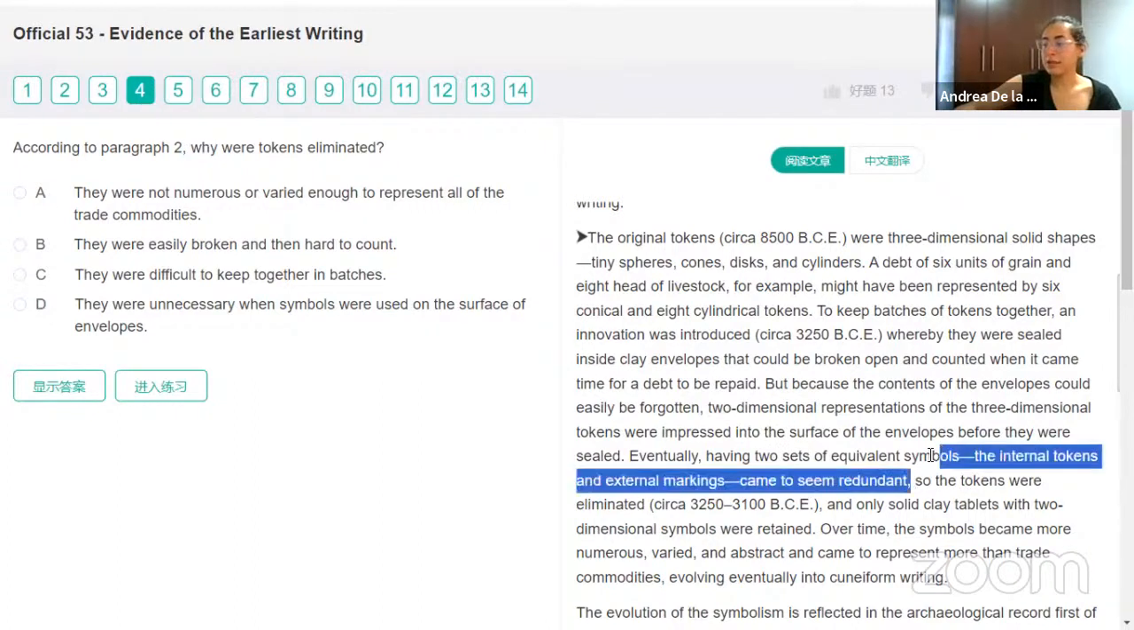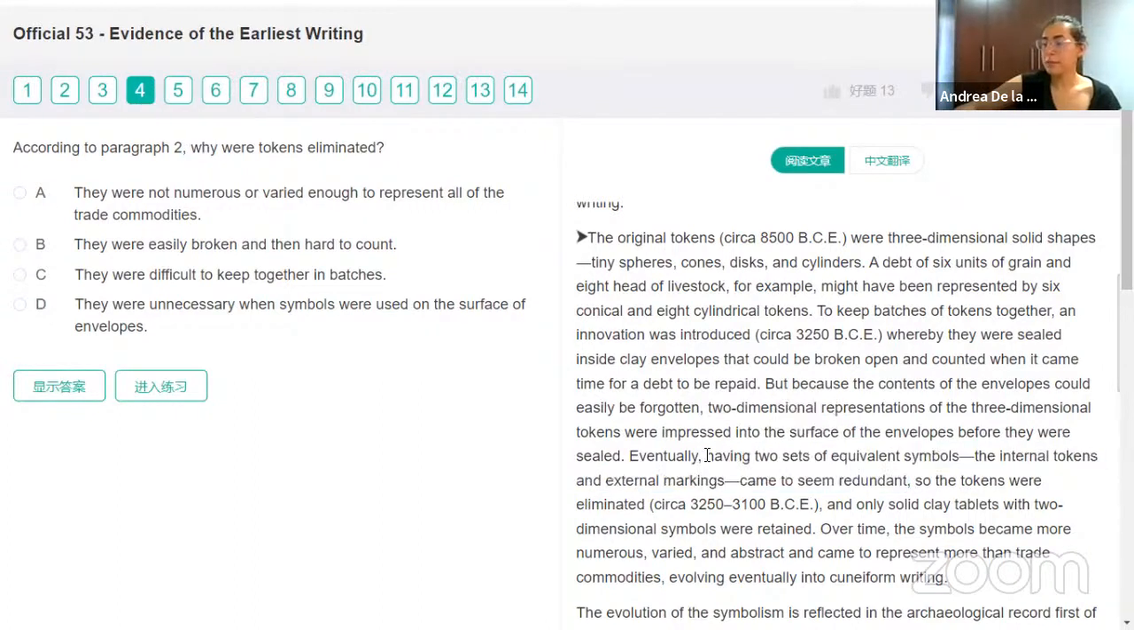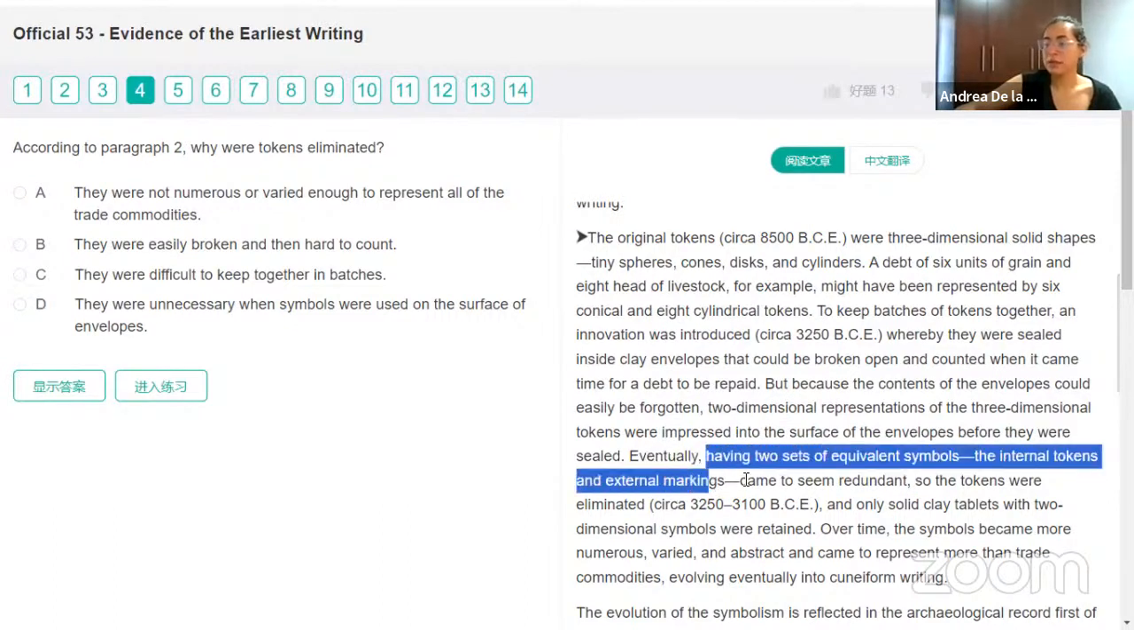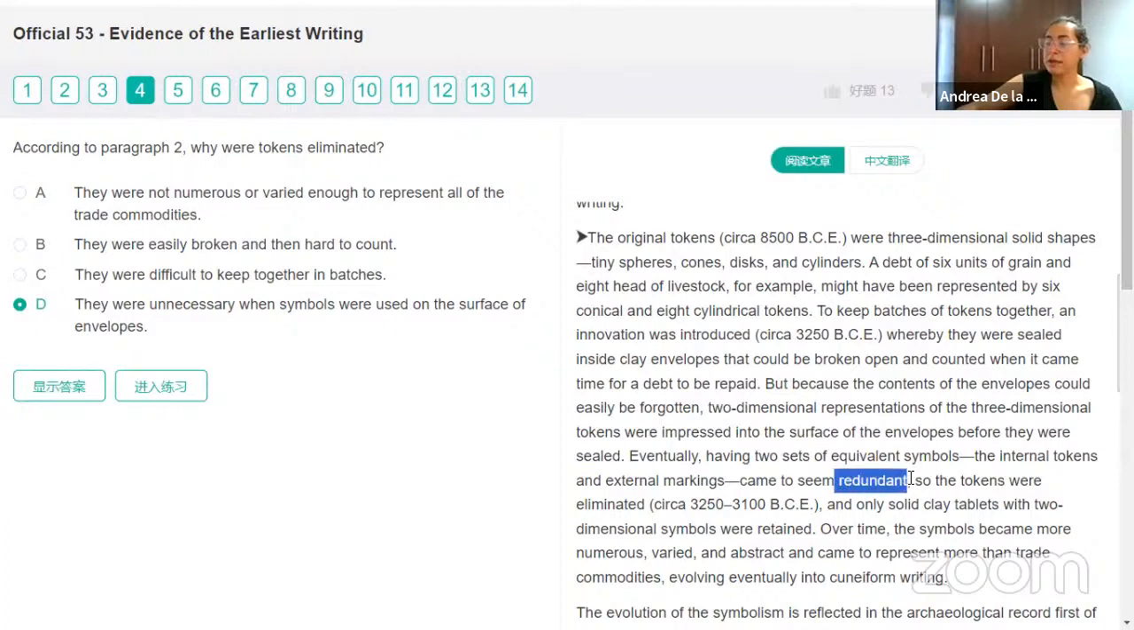Y acá nos preguntan por la causa y la razón. Entonces tiene que ser sí o sí lo que está antes, ¿no? Entonces nos dice ¿por qué? Porque having two sets of equivalent symbols, the internal tokens and external markings came to seem redundant. Entonces, ¿por qué? Because they were unnecessary when symbols were used on the surface of the envelopes. Es lo mismo, exactamente lo mismo, pero parafraseado. Era redundante y necesario tener dos símbolos iguales, ¿no? Las fichas internas y las marcas externas. Entonces, se eliminaron las fichas porque era innecesario, era redundante si ya habían los símbolos afuera externos. Muy bien.